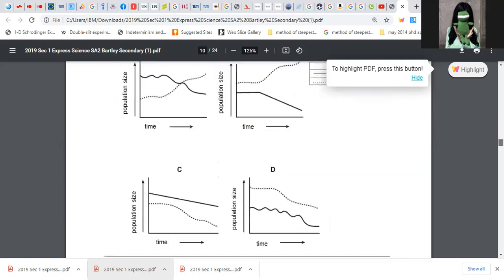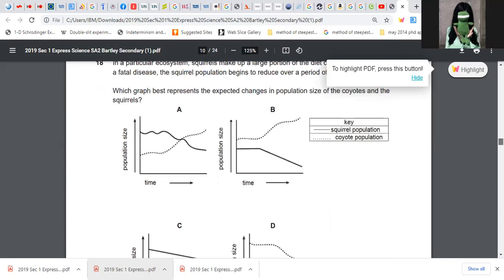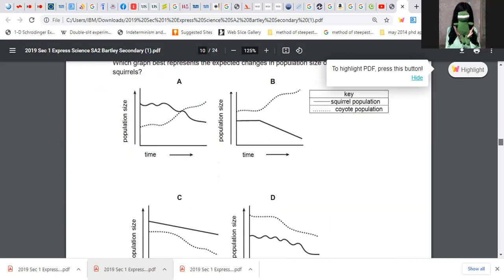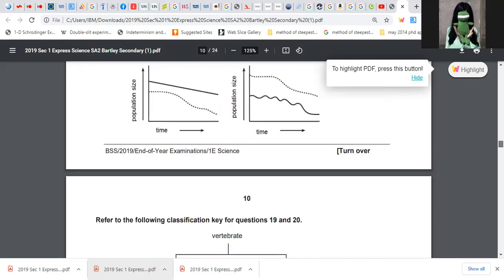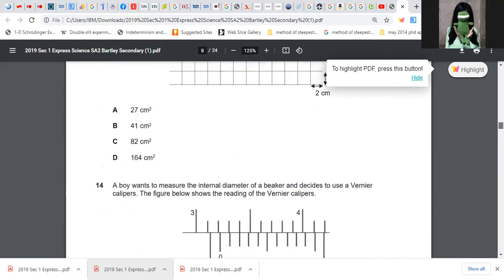Okay, then what should be the correct answer? C. C, okay, good. Then is the model answer C? Yes. Okay, so originally you chose A, yeah? Yeah. Okay, the next one. Okay, we go back to the leaf question, okay?